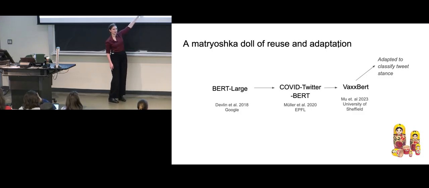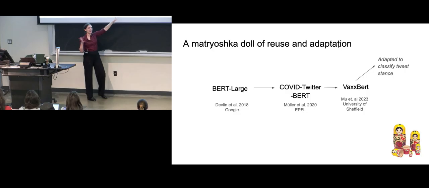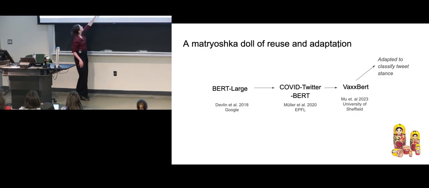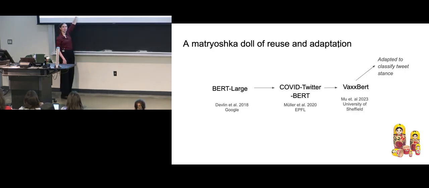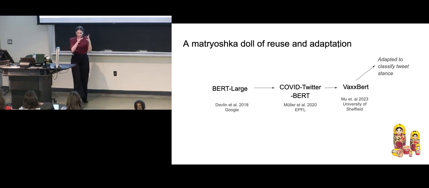But where does VaxBERT come from? VaxBERT is a fine tune, is what it's called, of something called COVID Twitter BERT, which came from a research group in Switzerland. And that is a fine tune of a model called BERT Large, which came from Google. Google is BERT. So there's actually several steps here of who made this?